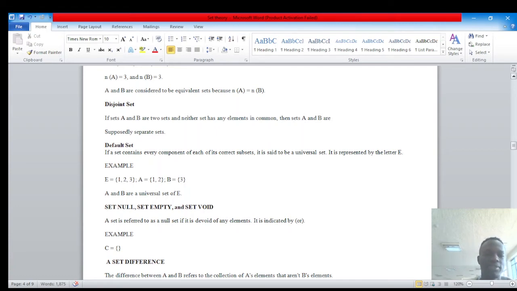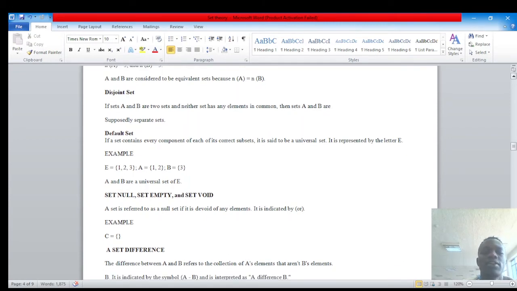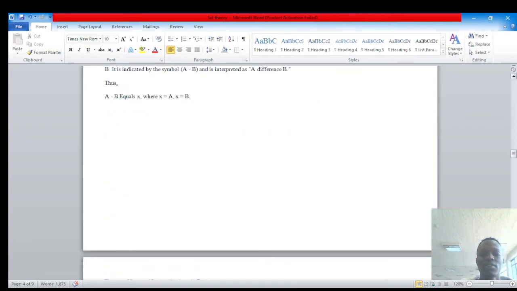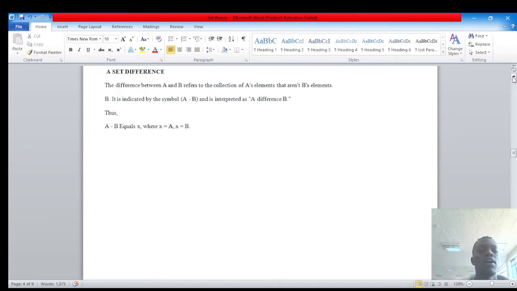We have an empty set, or null set, or void set. A set is referred to as null if it is devoid of elements. It's indicated by ∅. An example is set C. Set C is equal to null. You can see there's nothing inside, so it's an empty set. Next, set difference, or division of a set. The difference between set A and set B refers to a collection of A elements that are not in set B elements.